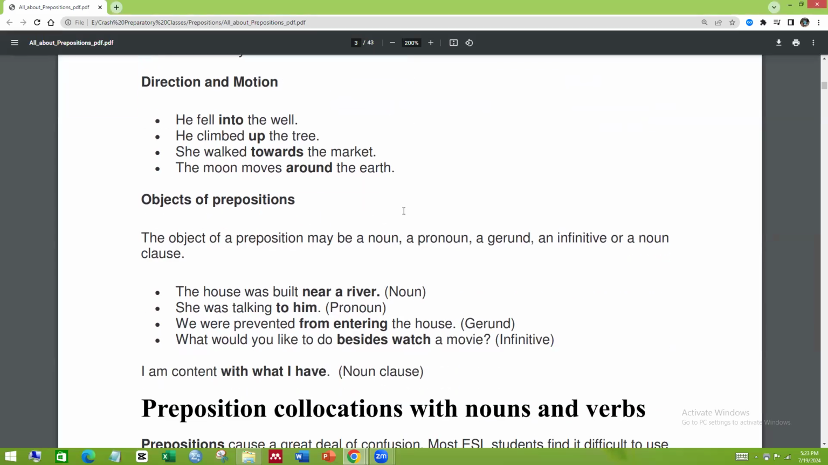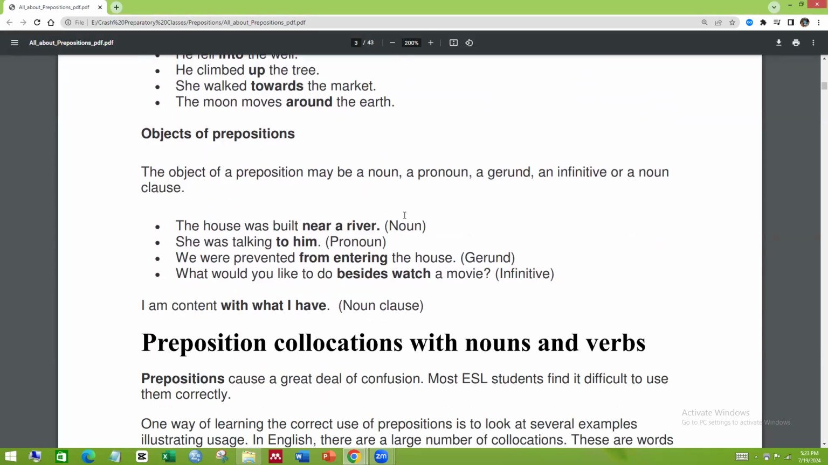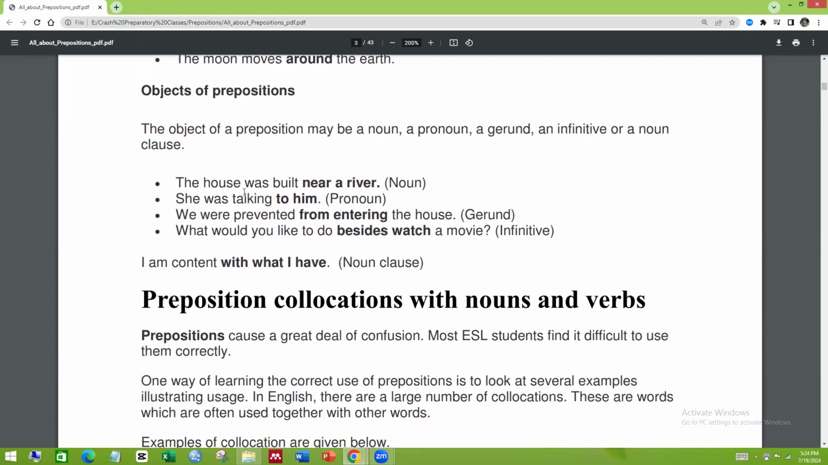Okay. Objects of prepositions. The object of a preposition may be a noun, a pronoun, a gerund, an infinitive, or a noun clause. अब आपको gerund पता होगा. Gerund एक noun होता है जो ing form के through बनता है. Then infinitive, the verbs with to, or a noun clause. Noun clause हम कहते हैं it's a part of a sentence जिसके अंदर एक sentence के अंदर noun dominate करता हो, is a subject या doer of an action. So we call it a noun clause.